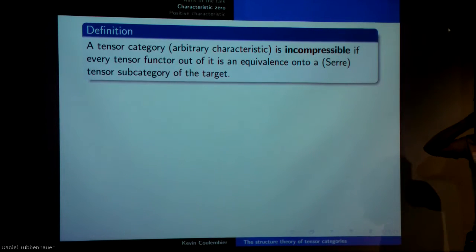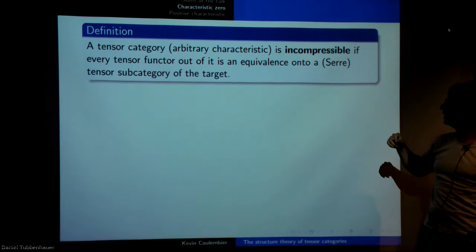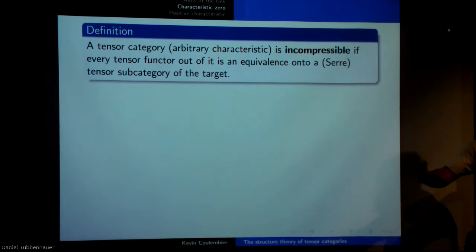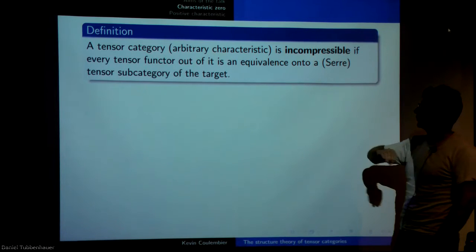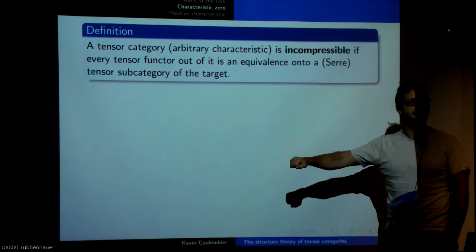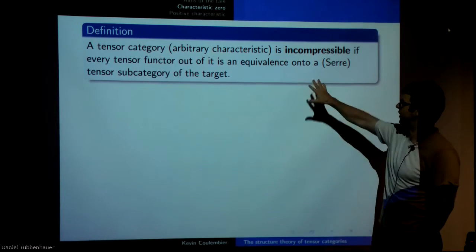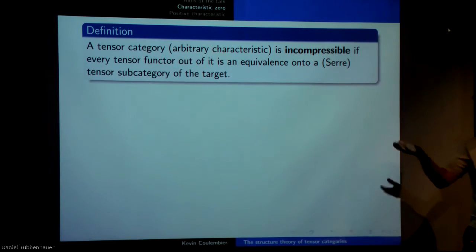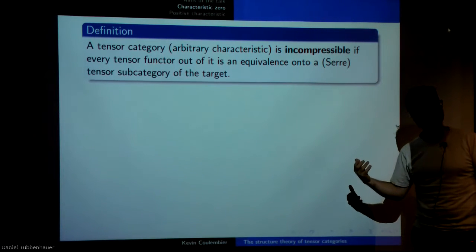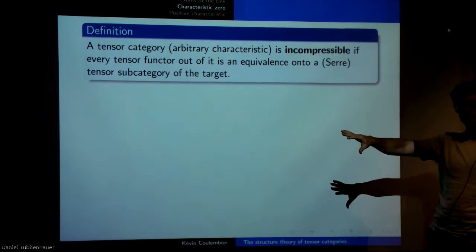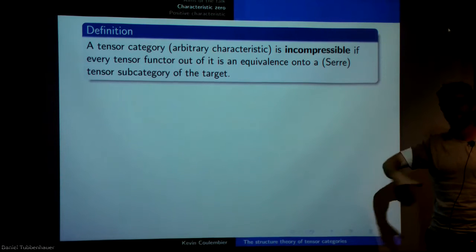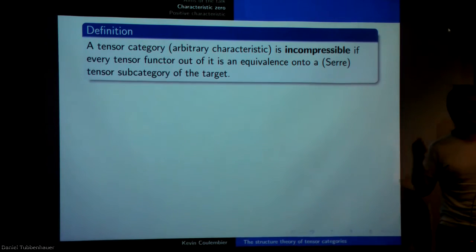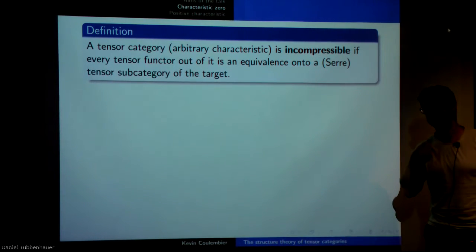You can say that a tensor category is incompressible if basically you cannot make it any easier. So if any tensor functor to another tensor category is just an embedding as a tensor subcategory, which I tried to formulate here rigorously. An easy example would be vector spaces. You can't have a tensor functor from vector spaces to anything except just an embedding of vector spaces into another tensor category.